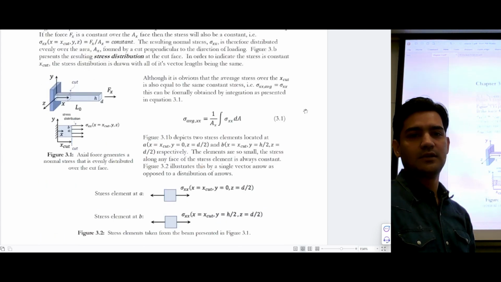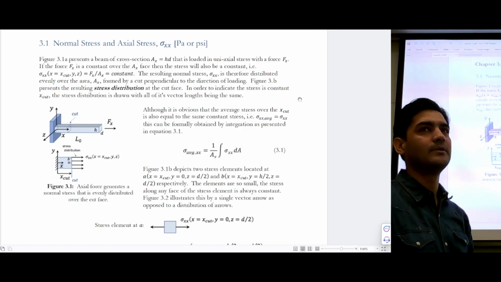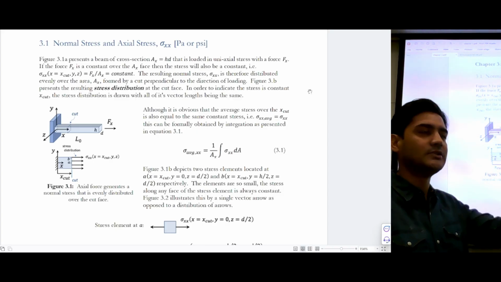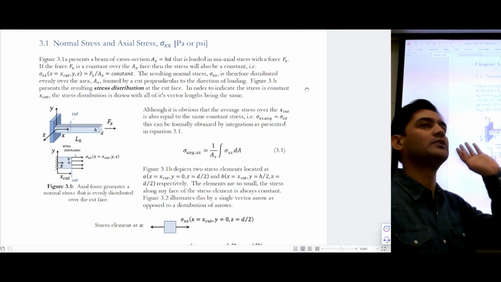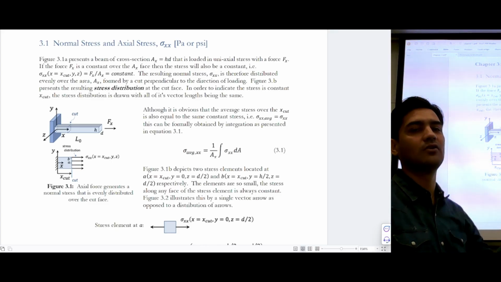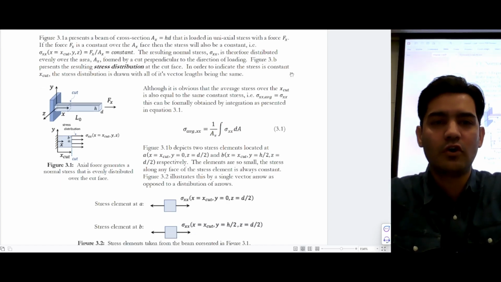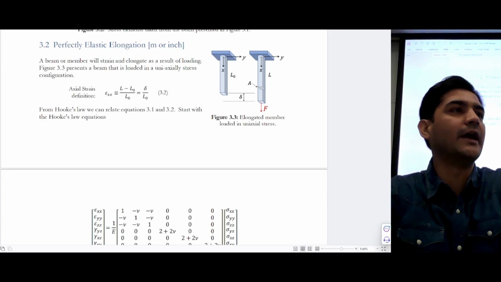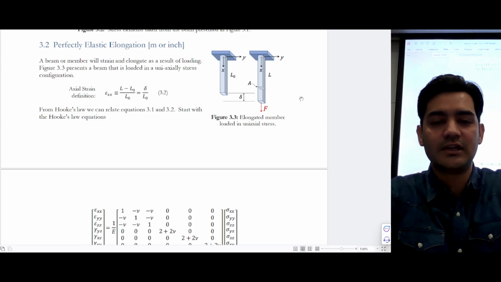So we can start talking about chapter 3. Most of the concepts in chapter 3 are almost the same as chapter 2. Chapter 2 was about normal stresses and shear stresses, but in chapter 3 we will only focus on normal stresses, and normal stresses are also called axial stresses. So we already know how to calculate stresses. We already know how to calculate elongation or strain, which is change in length over original length.